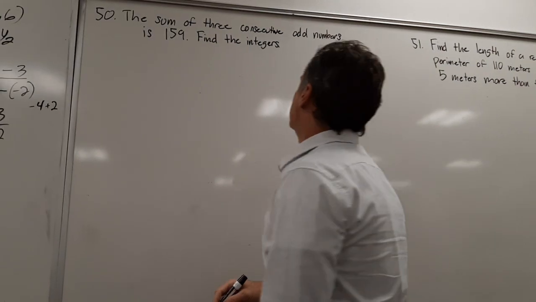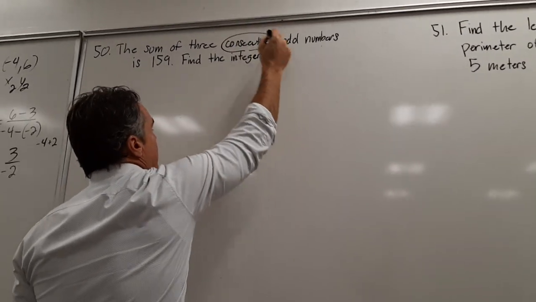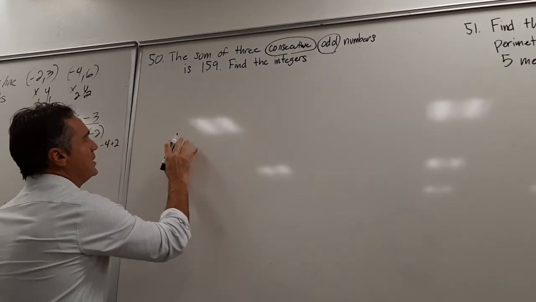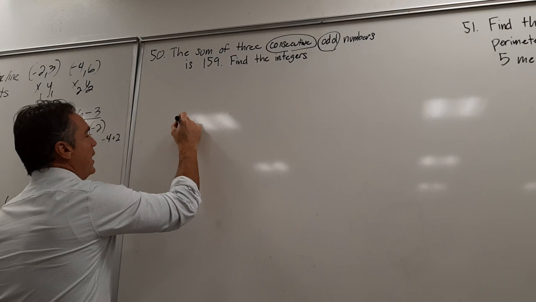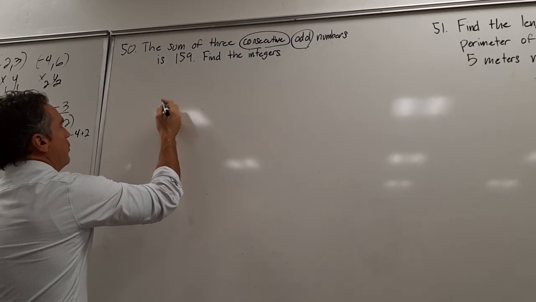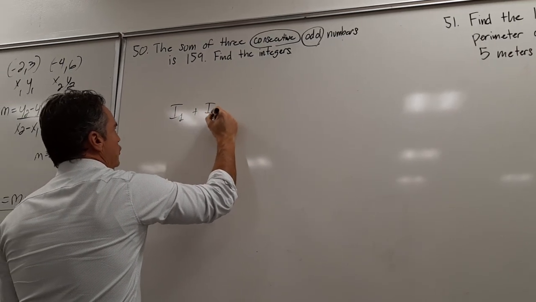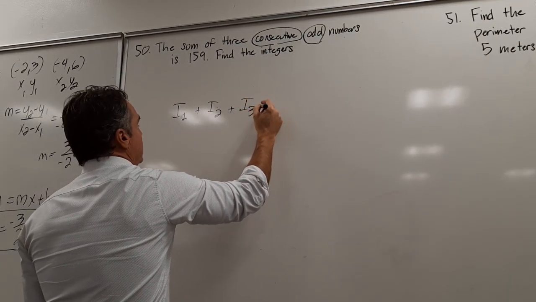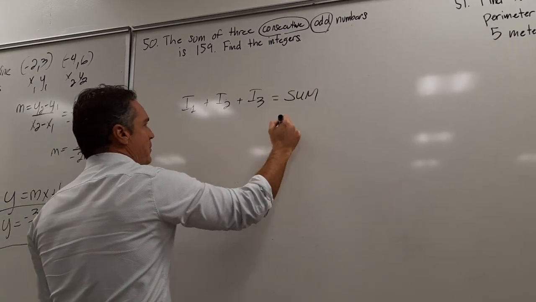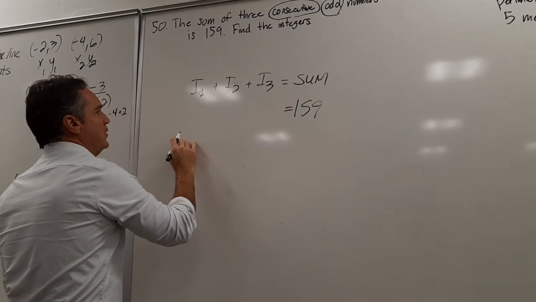The sum of 3 consecutive odd numbers is 159. The key word here is consecutive. The next key word is odd. Remember, sum means to add. So I have 3 odd numbers, and it says find the integers. So I have integer 1 plus integer 2 plus integer 3 will equal their sum, if I'm adding them all up. And their sum is 159.